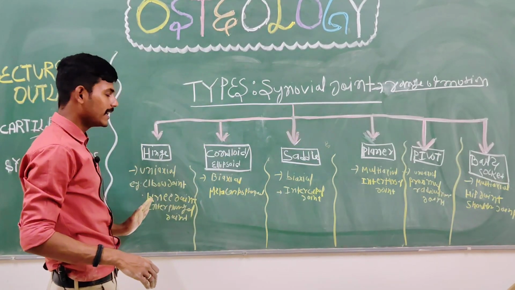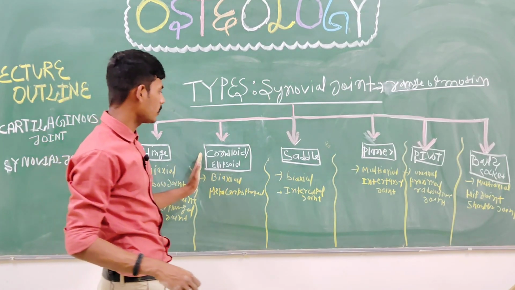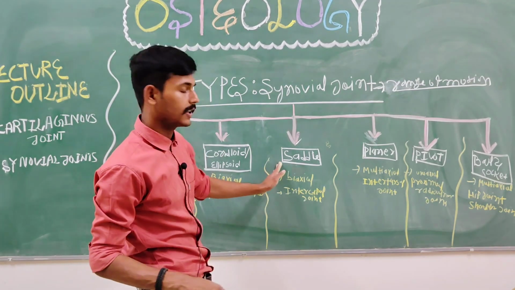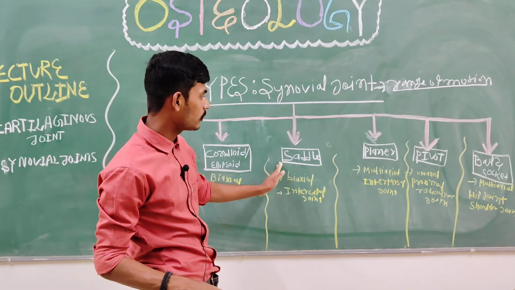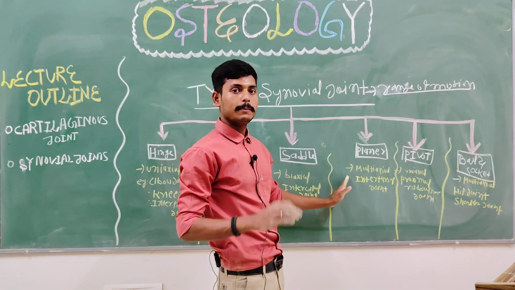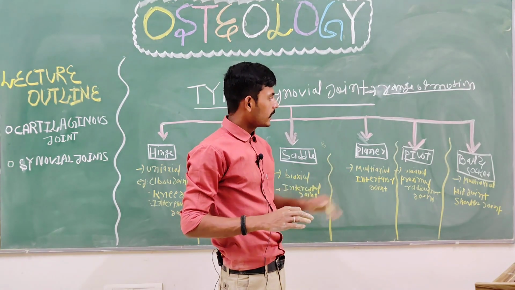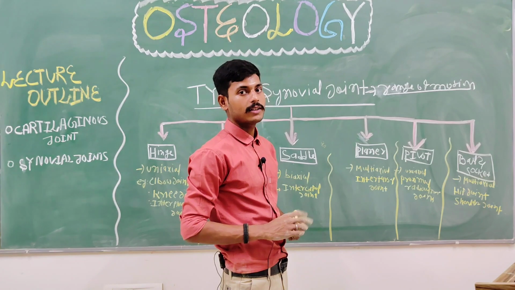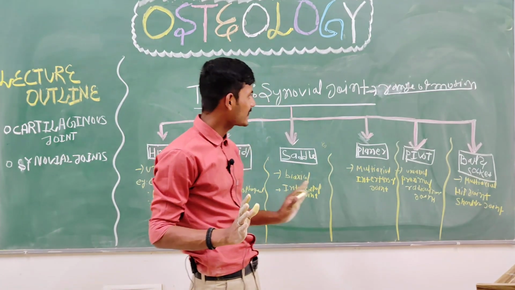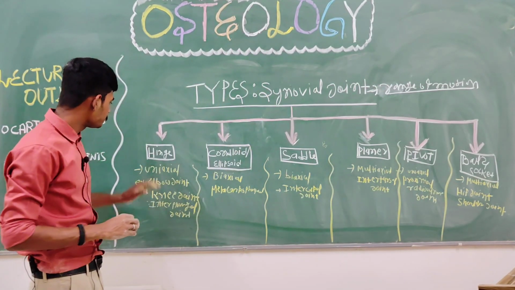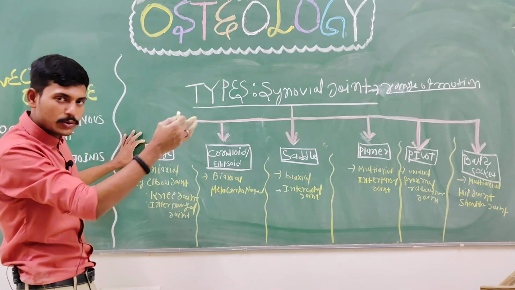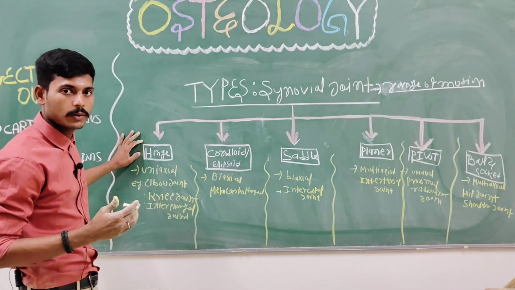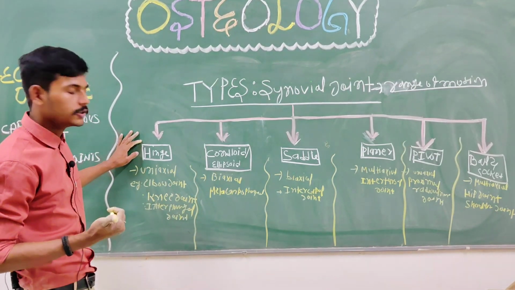The first is called hinge joint. Second one is called the condyloid, or also called an ellipsoid joint, and then third one is called the saddle joint. Fourth one is called the planar joint. Fifth one is called the pivot joint, and then last we have the ball and socket joint. So these are the 6 types of joint. Now each joint is unique because they provide a unique type of movement.